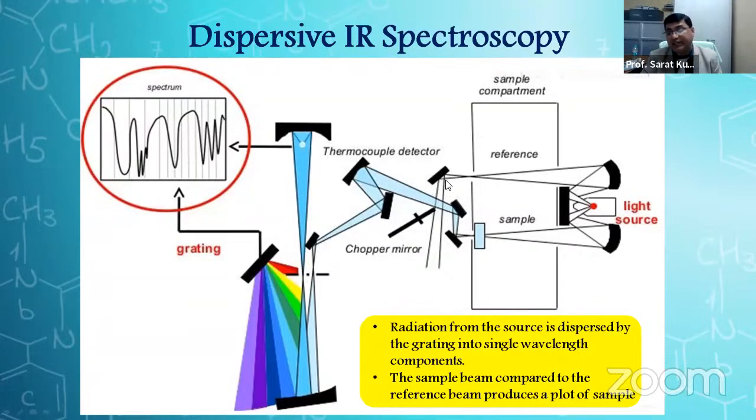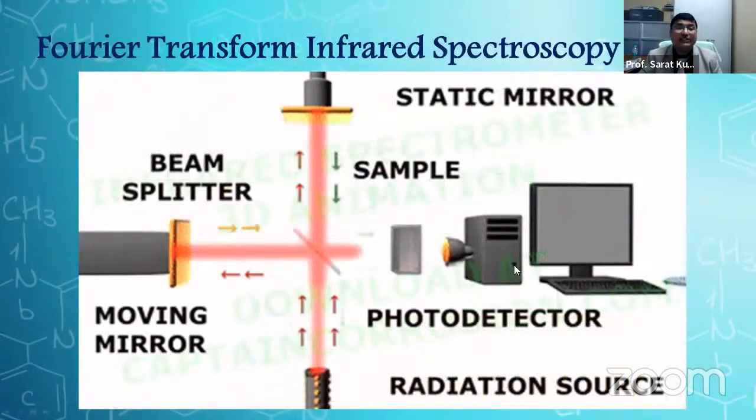FTIR spectra came, but earlier the radiation source was dispersed by a grating into a single wavelength. It is monochromatic. But nowadays, the spectroscopy that is coming is polychromatic. It is a single scan. Now we can even scan up to 50 times per minute in FTIR. I am showing how this FTIR works. In the last slide, you see the beam, if we put it, there is a change.